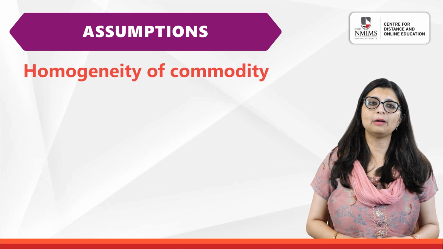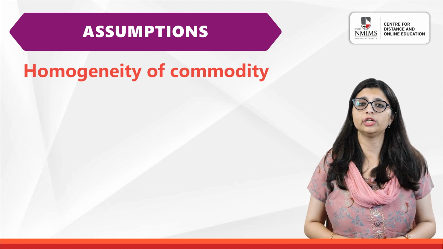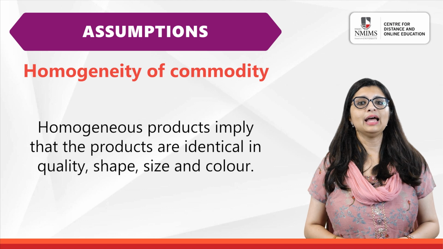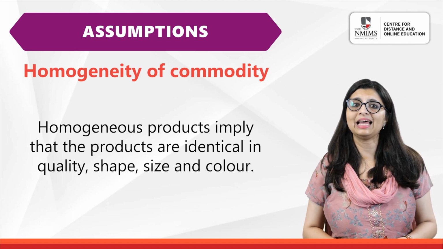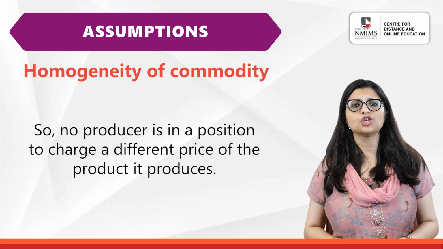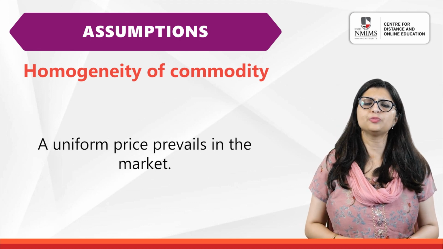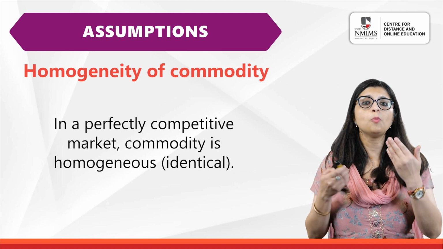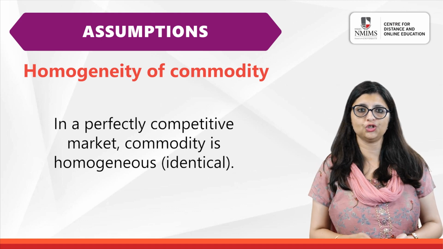The next assumption is homogeneity of goods. What are homogeneous goods? Well, a homogeneous product implies that products are identical in quality, shape, size and color. So, no producer is in a position to charge a different price for the product it produces. A uniform price prevails in the market. In a perfectly competitive market, the commodity is more or less identical or homogeneous in nature.